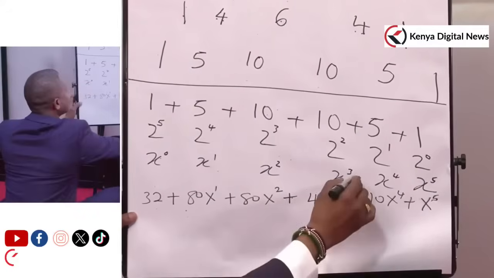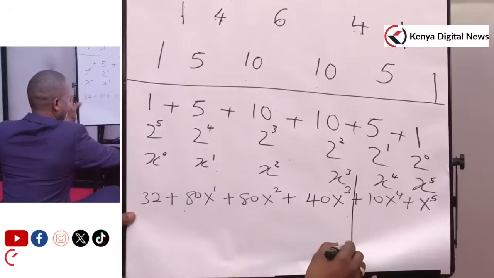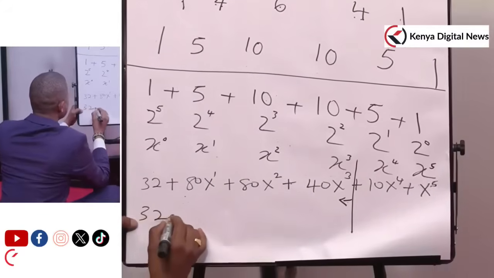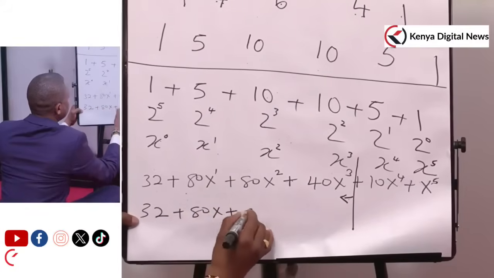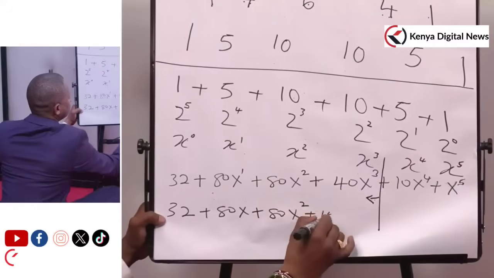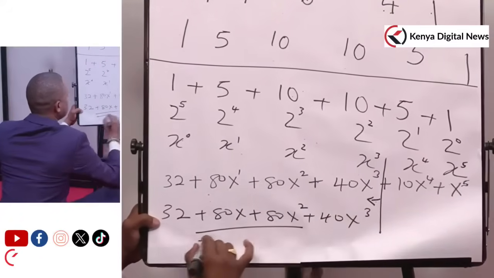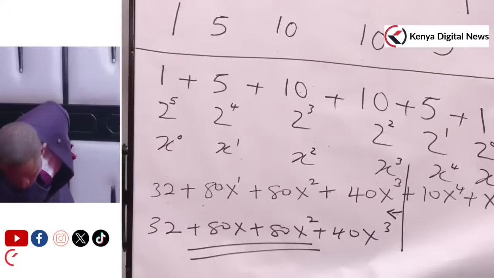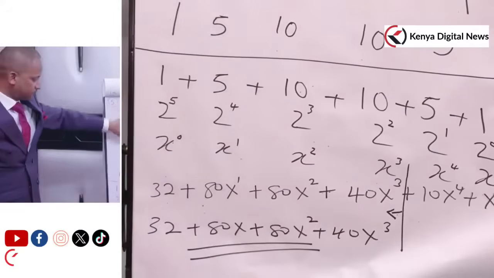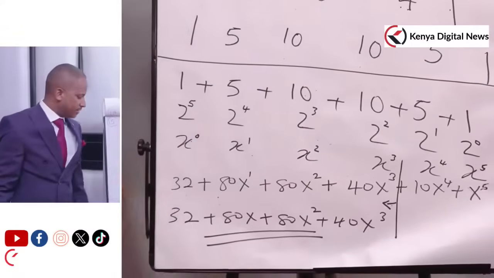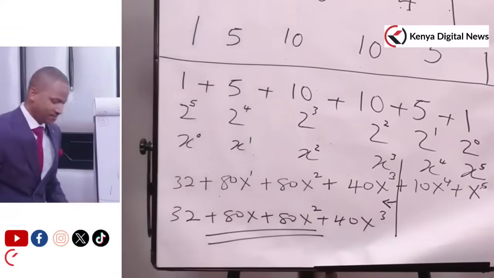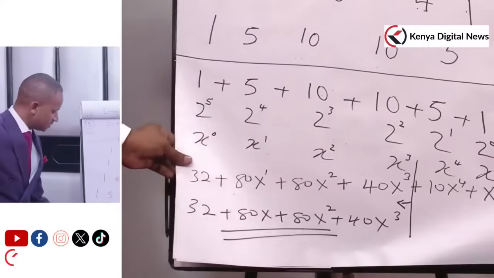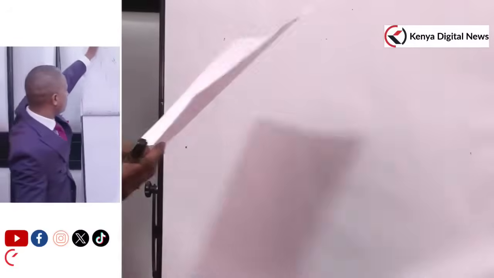But remember, we want up to the term where x cubed. So this is what we'll deal with. So our answer here is 32 plus 80x plus 80x squared plus 40x cubed. That is what the question wants to expand. This is the expanded form of this up to the term x raised to power 3. Then an interesting part that is attached to it that we will also not miss is, after getting that, they tell you, so let me copy this here.